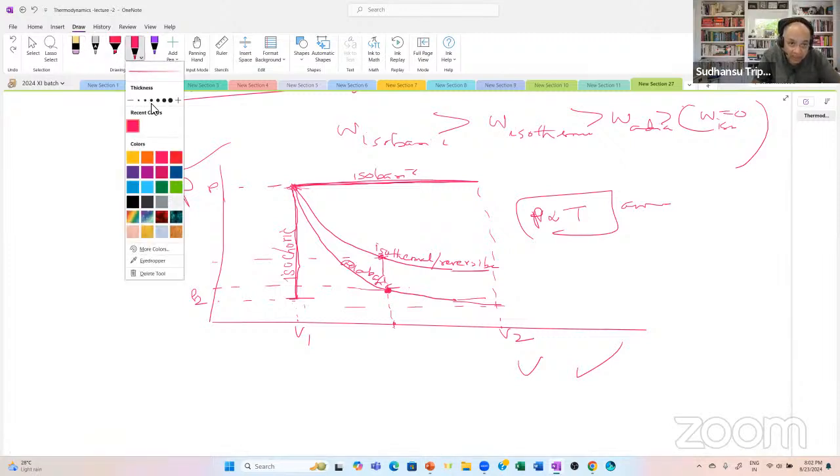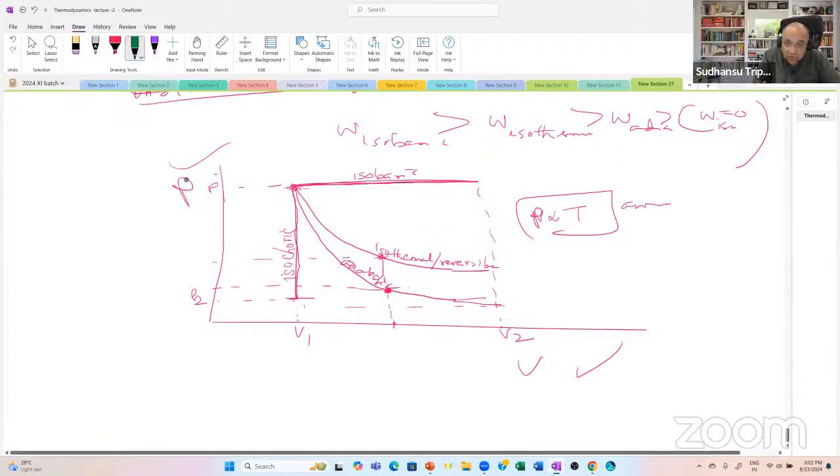You can take a fixed pressure and use Charles' law. You compare this point and this point, where the pressure is fixed. And since the temperature here is constant, here the temperature is less because it is adiabatic. The temperature is less.